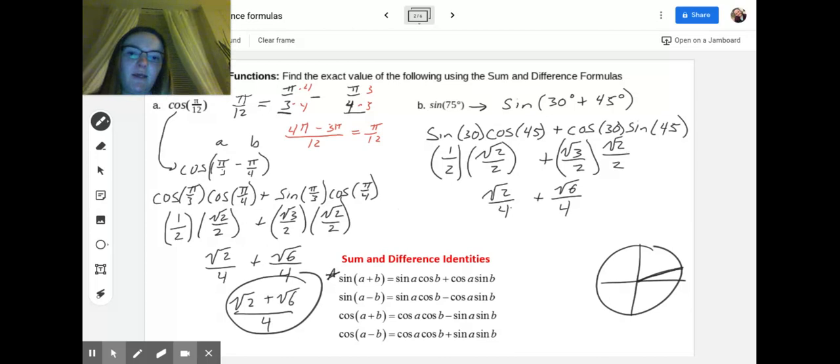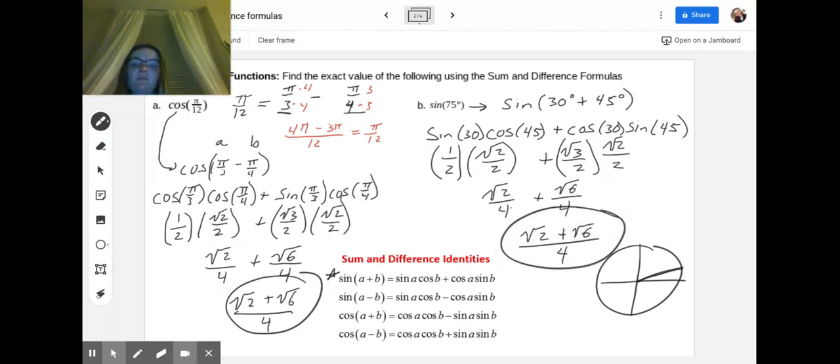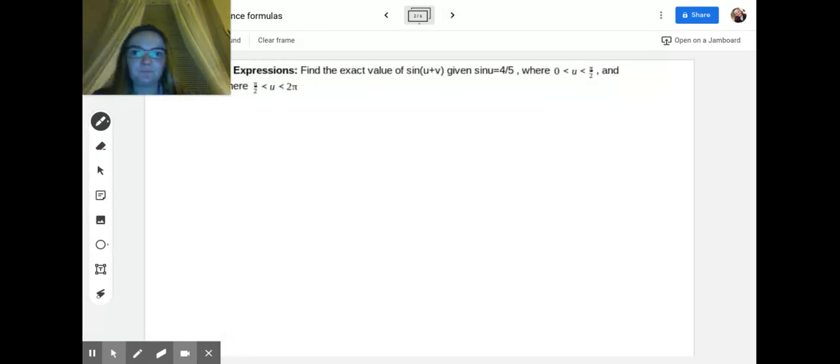And so what I end up getting here is radical 2 plus radical 6 over 4, which happens to be the same solution as the previous one. No, that's kind of just a coincidence here. Notice how they're cosine and sine values, so it would make sense that they could be similar in this instance. Okay, let's go ahead and move on to our next question.